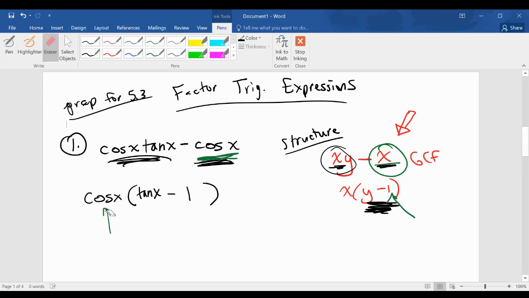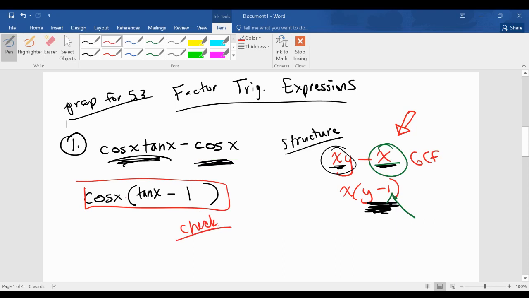And it's still kind of frightening. You probably still feel uneasy with it. So what you want to do is check your answer before you go to the next one. To check your answer, you don't have to write the check, but just go ahead and distribute. So if you take that cosine and distribute it into the parentheses, you'll have cosine times tangent. Those can't be combined, so they just go next to each other, minus cosine.